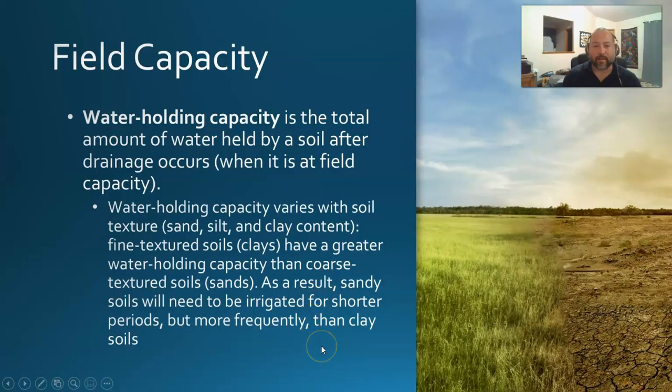So let's talk about field capacity. So when we're talking about field capacity, we're talking about the water holding capacity.